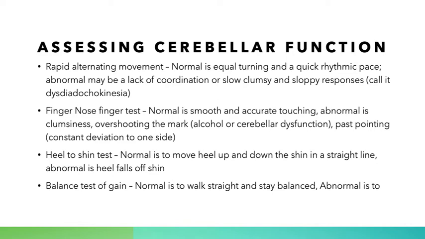Now, what would be an abnormal finding would be a lack of coordination with slow, clumsy, and sloppy responses. And the term for this is dysdiadochokinesia. An alternative to this rapid alternating movement test is to ask the person to touch the thumb to each finger on the same hand, starting with the index finger, and then reverse direction. Normally, this can be done quickly and accurately.